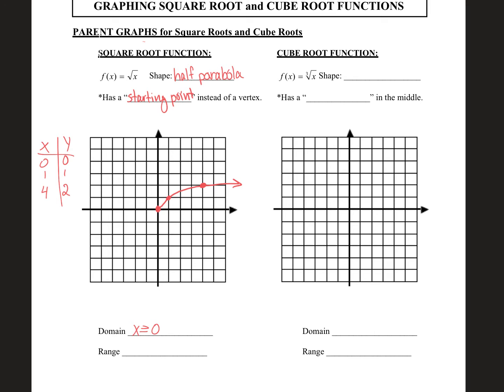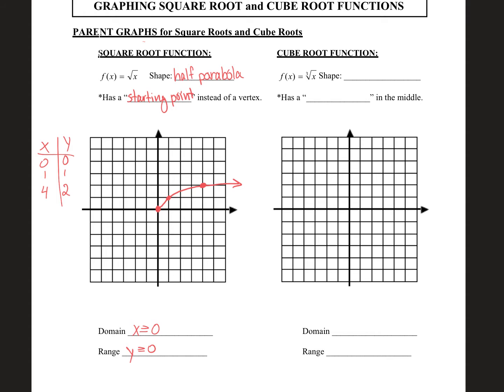We already talked about domain, and the range is all the values we get in return when we plug in a number for x. The only values of x we can plug in are positive or 0, and in return, the only values we can get for y are positive or 0. So our range is also greater than or equal to 0, but it's y instead of x.